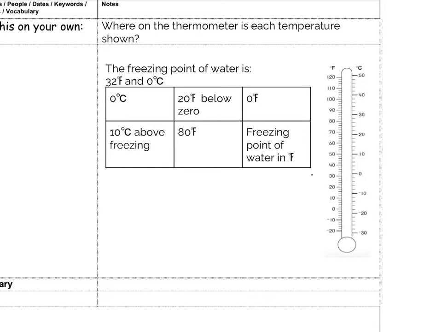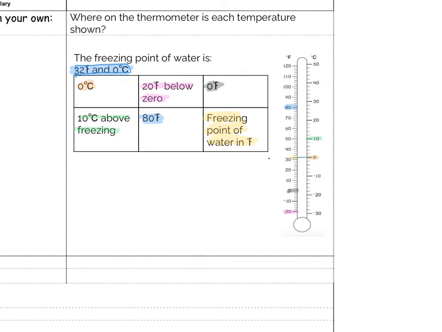Alright, so let's move on to this one. I'm going to let you try this on your own, but something to consider is the freezing point of water is 32 degrees Fahrenheit, 0 degrees Celsius. So try this on your own, and then we will come back and talk about it.